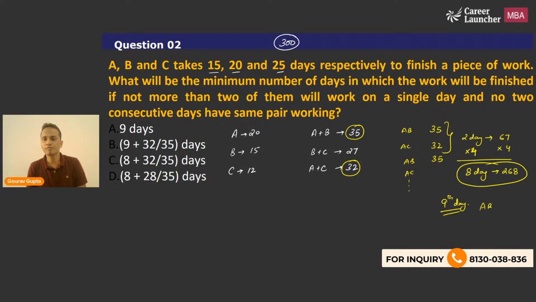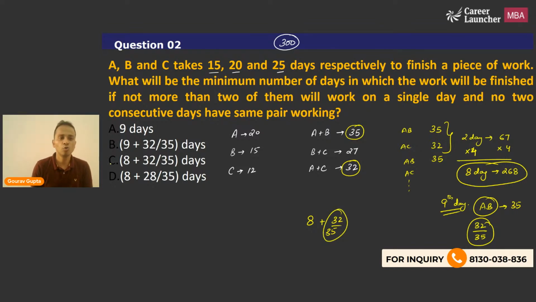It's the turn of the first pair AB, which can finish 35 units of work. But the leftover work is only 32 units. So they will take 32 over 35, this much fraction of the day to finish the remaining work. All right. So the total number of days that will be required will be 8 complete days plus 32 by 35 of a day, right? Of the 9th day. So 8 plus 32 by 35, which is option C among the 4 options.